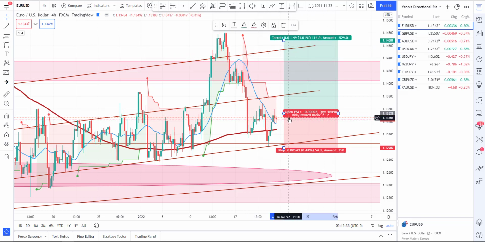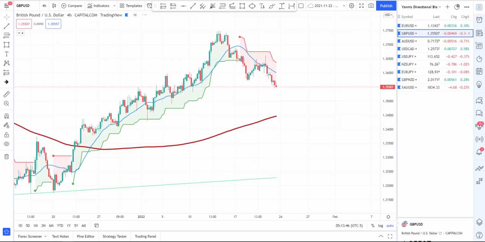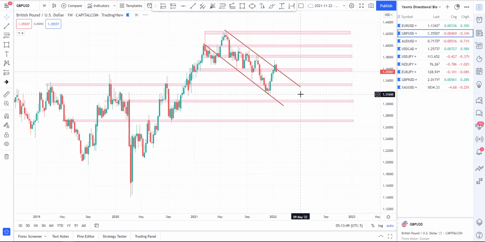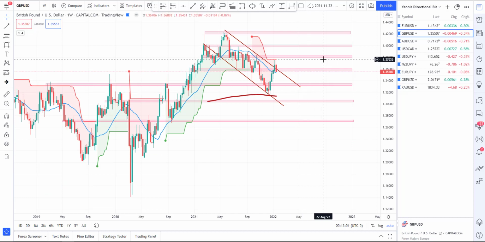So with a lot of caution and waiting for price to confirm that scenario, that would be my bias and my trade for the upcoming week on the euro. Now, moving down to the next pair that I would like us to have a look at is the pound dollar. The pound dollar is also on the weekly in a steep downtrend.